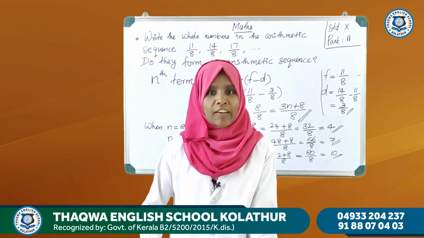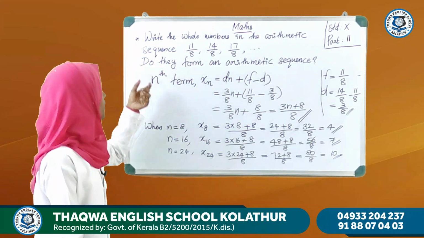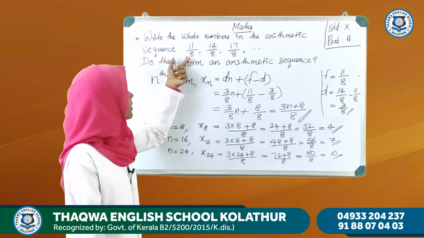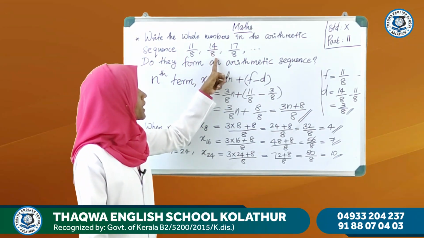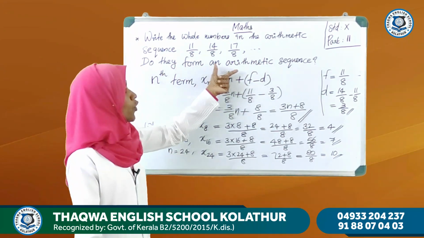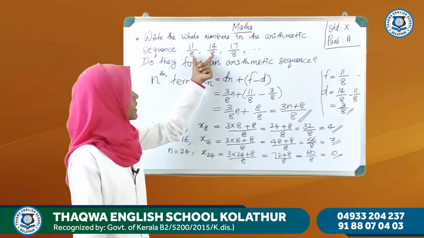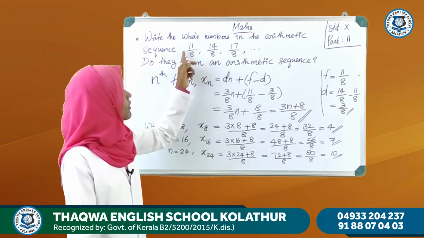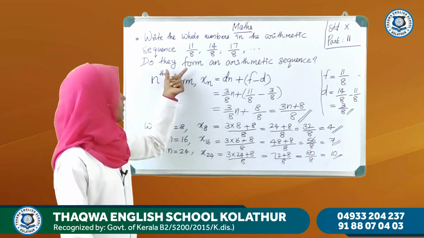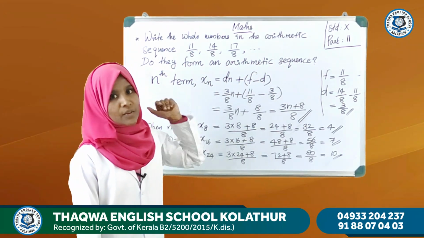Okay, today we have to discuss some problems. Listen. First question. Write the whole numbers in the arithmetic sequence 11 by 8, 14 by 8, 17 by 8, etc. Do they form an arithmetic sequence? You have been given one arithmetic sequence 11 by 8, 14 by 8, 17 by 8, etc. Then our question is, do they form an arithmetic sequence?